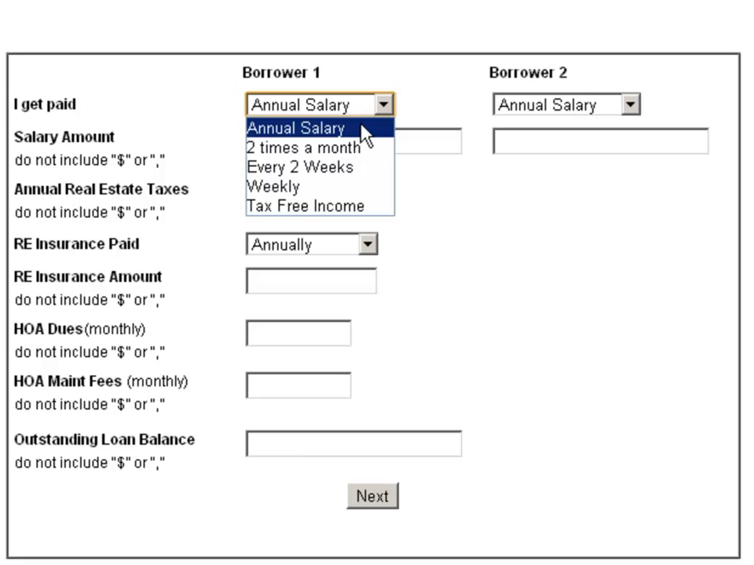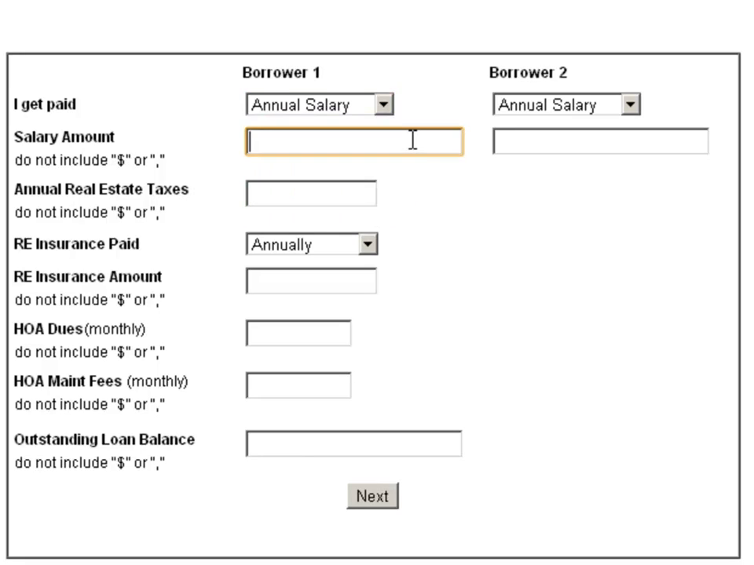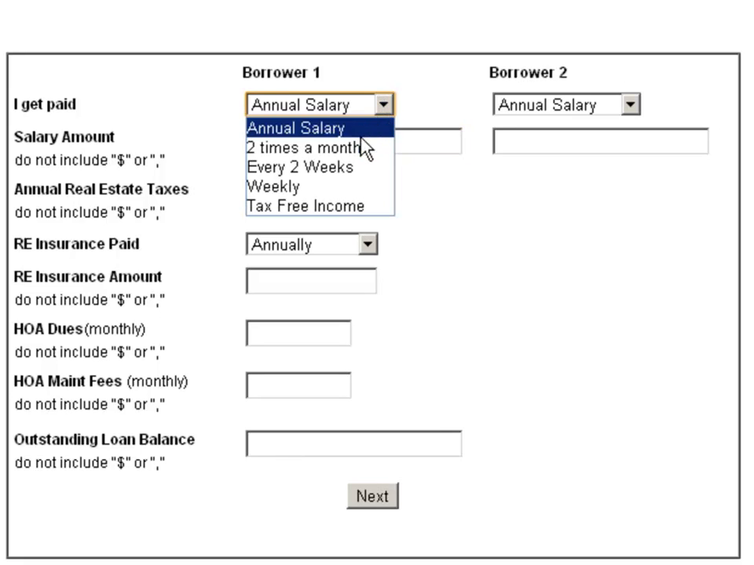Okay, you can get paid on an annual salary basis. You can get paid 2 times a month. Okay, you may get paid every 2 weeks, you may get paid weekly, or you may get paid tax-free income. Okay. The important thing to note is that the number that you are going to put here in the salary amount should correspond to the number that you get paid for each one of these different pay periods.